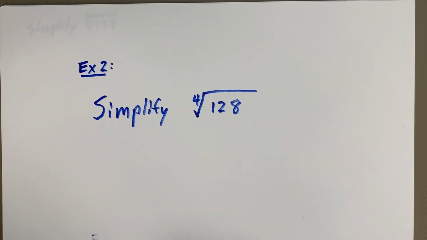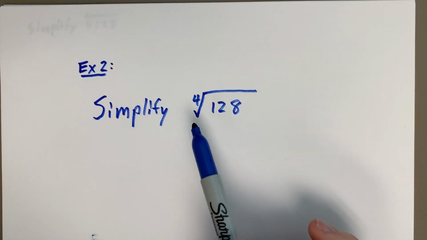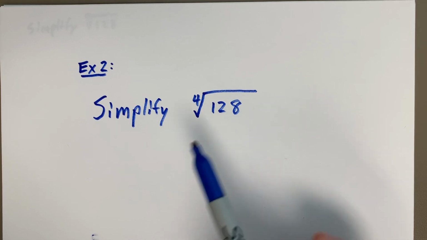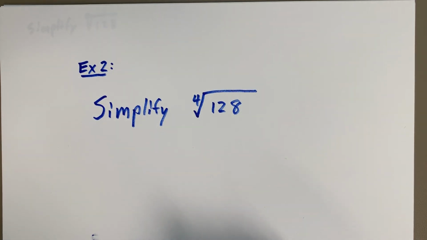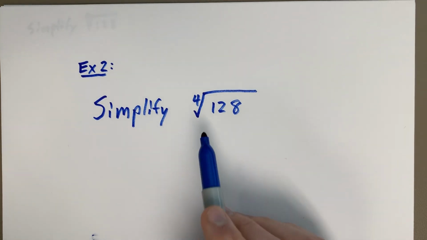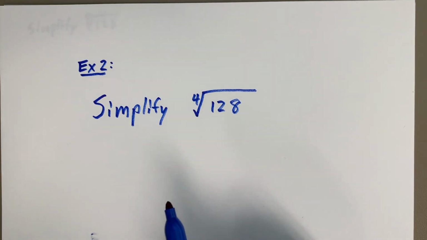Alright, so in this video, we're going to be talking about how to simplify the expression fourth root of 128. This is contrasted with the last example, which we were handling a square root. So in this video, I'm going to illustrate how we handle roots aside from 2. So how do we go about doing this? We're going to use the factor tree method, just as we did before.